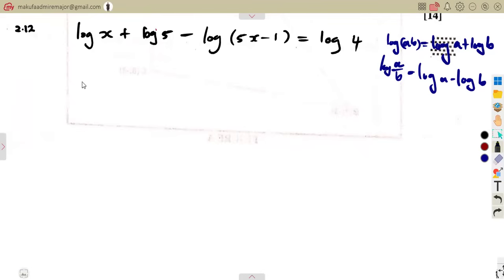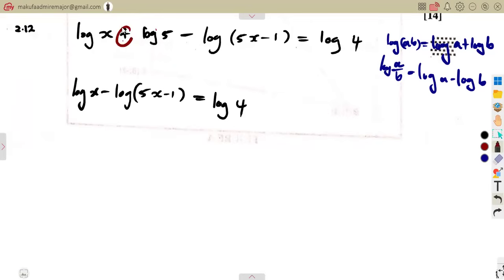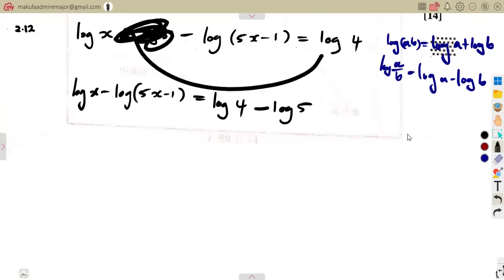Okay, let's take the x on its own. The logarithm of x minus the logarithm of 5x minus 1 is equal to, I'm going to have the logarithm of 4 this side, transpose this log 5. I'm going to take it to the other side of the equation there. So it's going to be a negative. So meaning to say there, we have got log 4 minus the log of 5. This, I have taken it to the right-hand side.